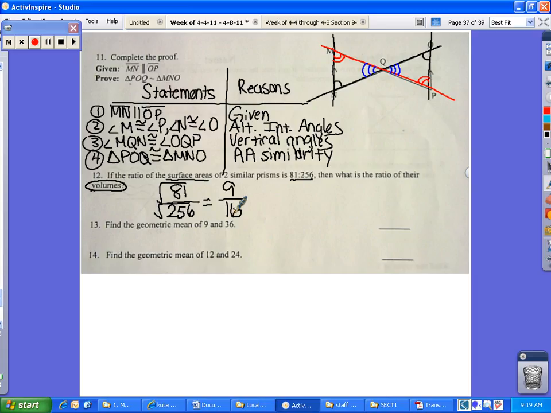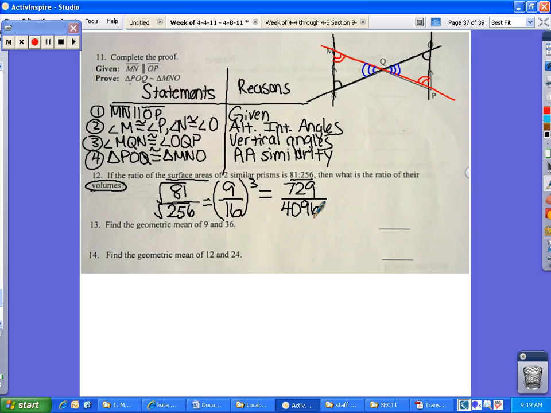Now, since I have the linear ratio, how do I find the volume ratio? Well, volume is cubed, so I have to go ahead and cube that ratio. 9 cubed is 729, and 16 cubed is 4,096. So that would be the ratio of my volumes.